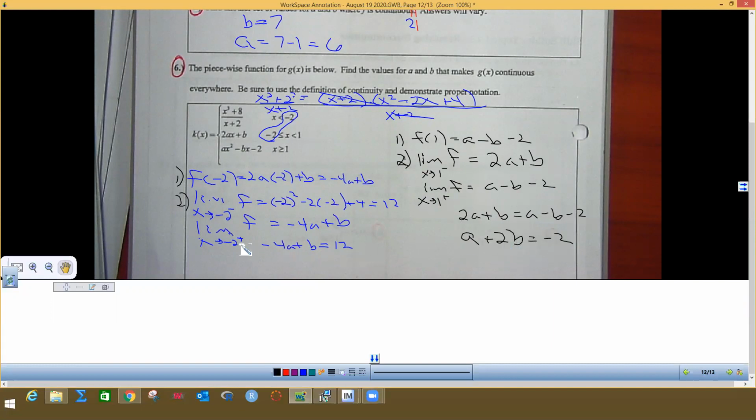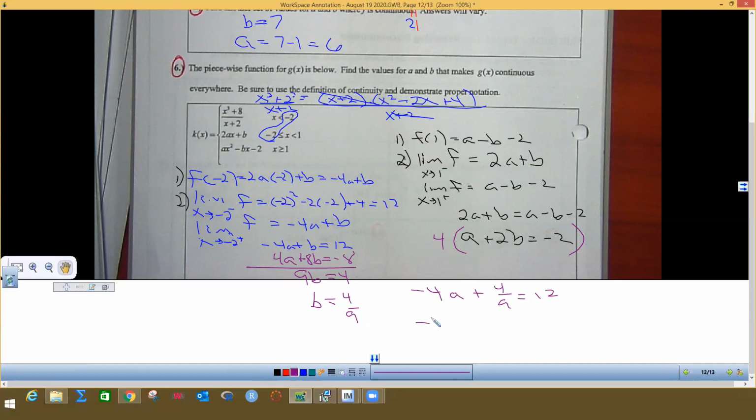So now I'm going to get something to cancel. So I can see if I multiply this line by 4, the A's will cancel. I'm going to do cancellation method. And now when I add these two together, I get 9B equals 4, so B equals 4 ninths. And when I plug in 4 ninths, I can plug it into any. I'm going to plug it into that one right there. So negative 4A plus 4 ninths is going to equal 12.